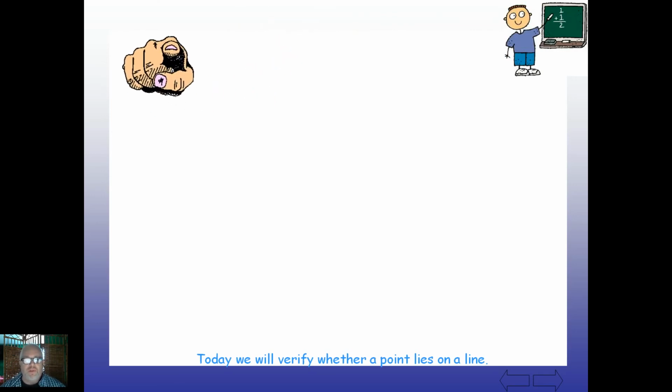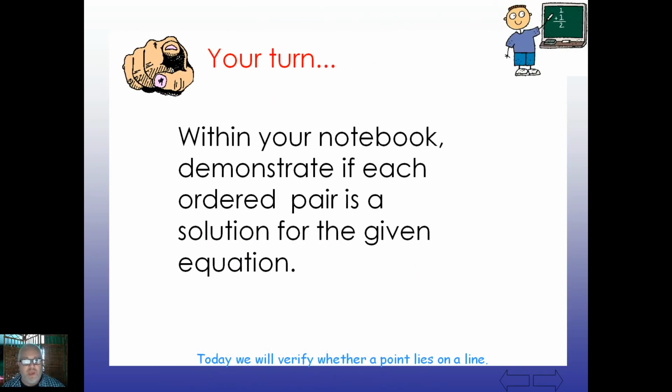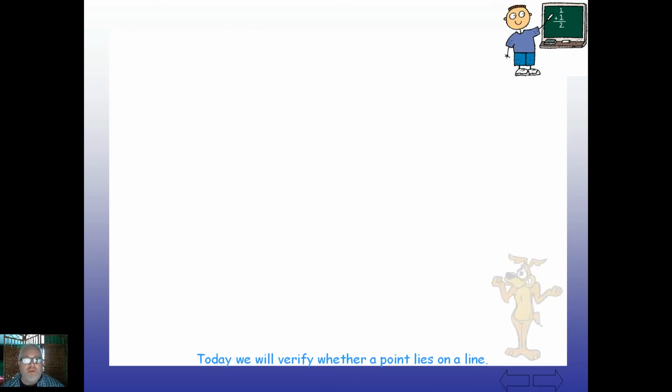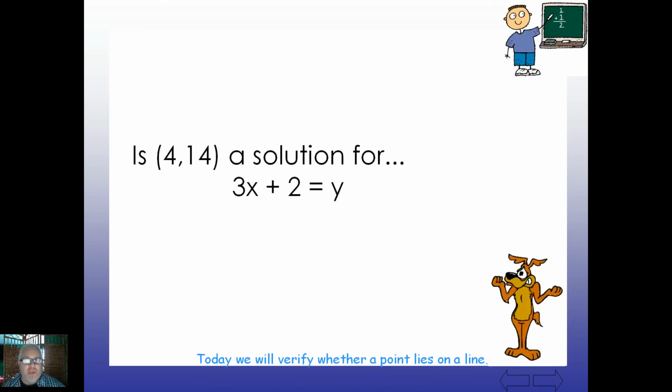All right, so your turn here. Let's take a look and see what we get. Within your notebook, demonstrate if each ordered pair is a solution for the given equation. Let's take a look. Is (4, 14) a solution for the following? 3x plus 2 equals y. So let's do one here together. So here's what I'm going to do. 3x, so I'm going to have 3 times 4. Is that agreed? Plus 2.